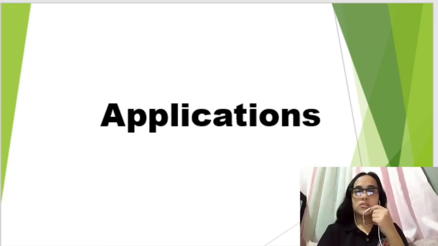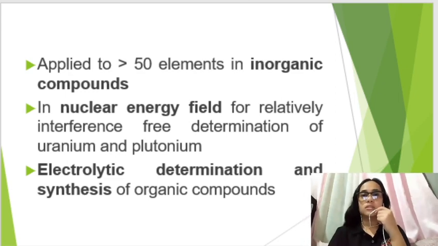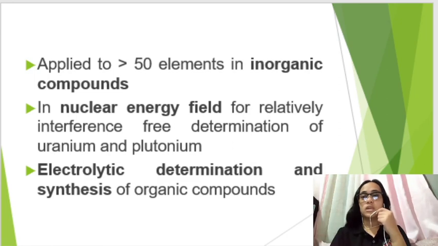Applications. Coulometry can be applied to less than 50 elements in inorganic compounds. It is also used in nuclear energy field for relatively interference-free determination of uranium and plutonium. Coulometry is also used in electrolytic determination and synthesis of organic compounds.